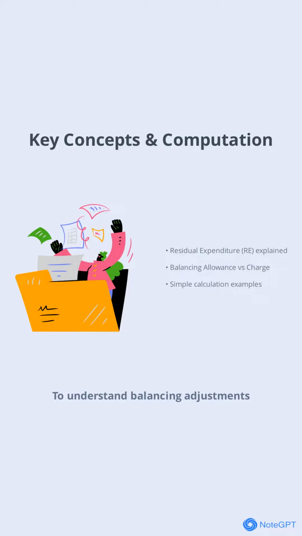Understanding balancing adjustments. We need to clarify a few terms. Residual expenditure, or RE, is the value of the asset for tax purposes after deducting initial and annual allowances. Disposal proceeds are the amount received from selling, scrapping, or otherwise disposing of the asset. The balancing adjustment reconciles the RE with the actual disposal proceeds.